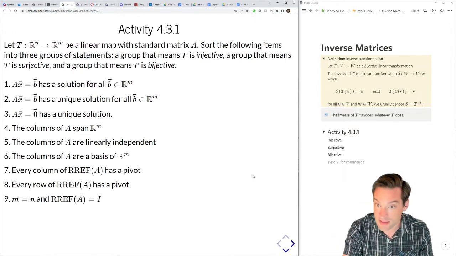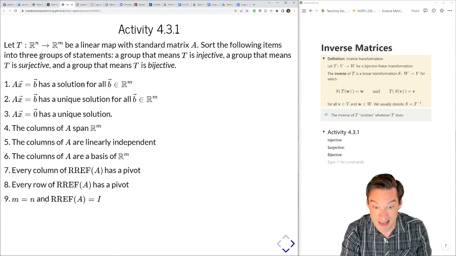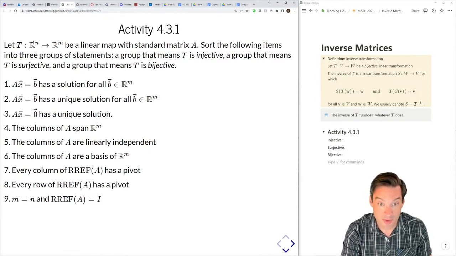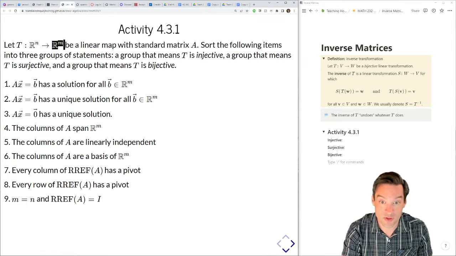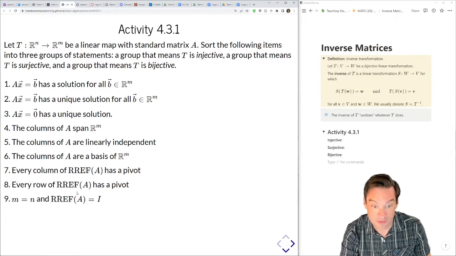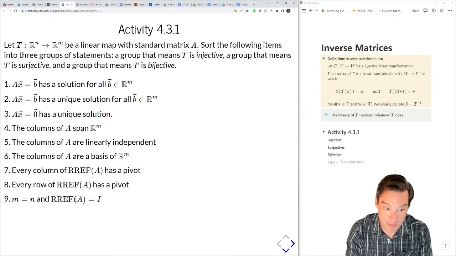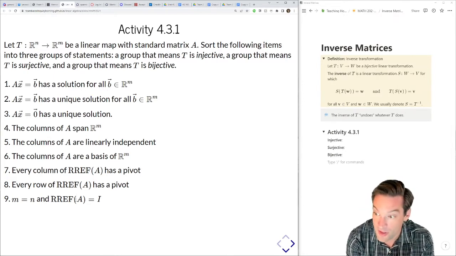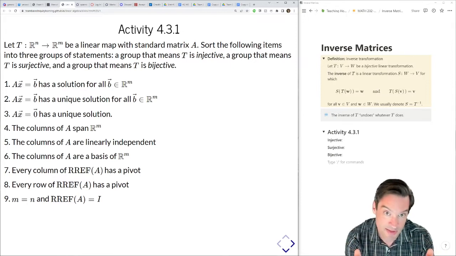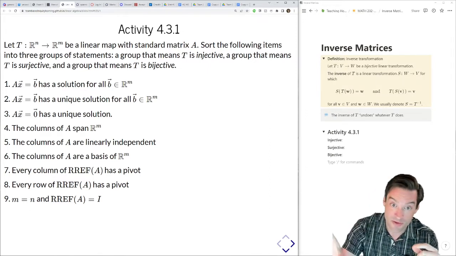So the first activity of the day is just going to get us back into the material from the last couple of classes. We have here 9 different properties of a linear transformation from an n-dimensional domain into an m-dimensional codomain, and its standard matrix is called A. So here's 9 different statements, and what you and your team need to do over the course of the next 10 minutes is figure out which ones of these statements. I would say first maybe look for the ones that tell us that the associated transformation is surjective.